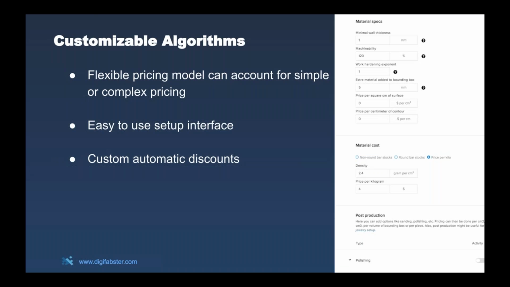Now I want to talk briefly about the customizable algorithms in our backend setup. So we designed DigiFabster to support a huge variety of pricing models with our easy-to-use backend interface. For example, you could create a set of virtual machines that represent your actual machines, or you could just set up some generic machines using bin pricing. And then using our parameters, you can force certain size jobs to certain machines. This way you can effectively price both small and large jobs. And I'll go into more detail about this setup in future webinars.